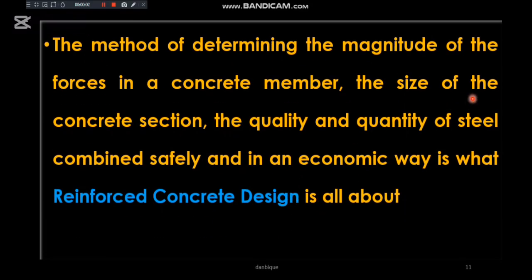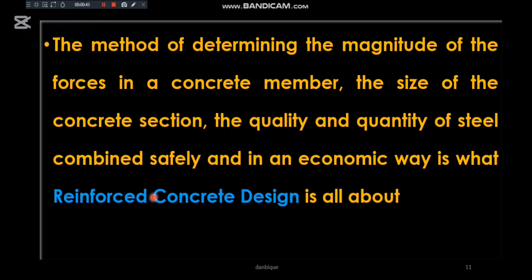The method of determining the magnitude of the forces in a concrete member, the size of the concrete section, the quality and the quantity of steel combined safely and in an economic way is what reinforced concrete design is all about. Remember, I told you it's not just about knowing that you have to reinforce the concrete, it is to know where to place the reinforcement. It's not just to place the reinforcement bars. It is also a question of where to put this and what quantity to put.